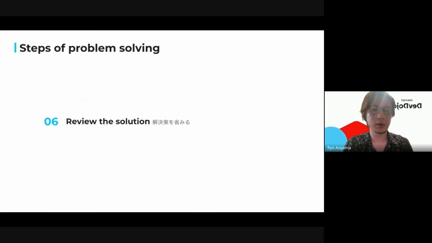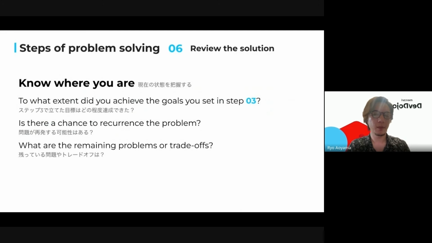Now it's time to review the actual solution. After implementing the solution, we need to go and look at the actual status. We look at the goal that we set for ourselves in step 3 and see the extent to which we have achieved it. We also look at the risk of the problem occurring again, and at what the remaining problems or trade-offs are.